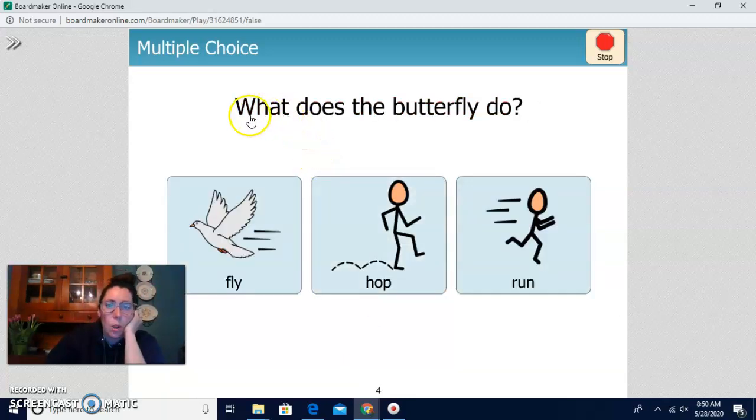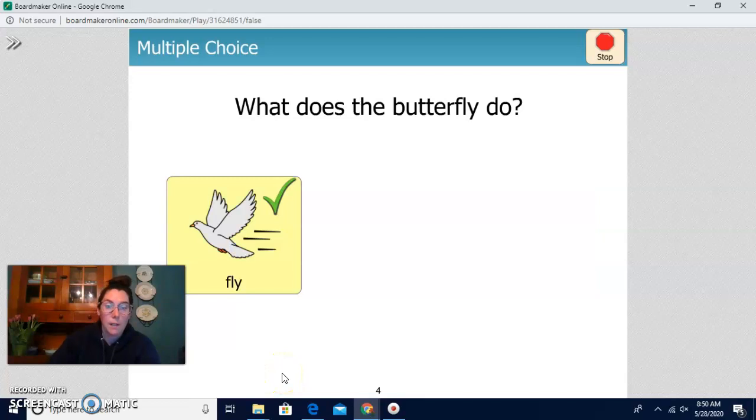Okay. What does the butterfly do? What can a butterfly do? Can a butterfly fly? Can a butterfly hop? Can a butterfly run? So if you've seen a butterfly, we know it has two colorful wings and it's little. A butterfly can fly. Which one looks like they're flying? Oops, this one does, yes. Great. We're right.